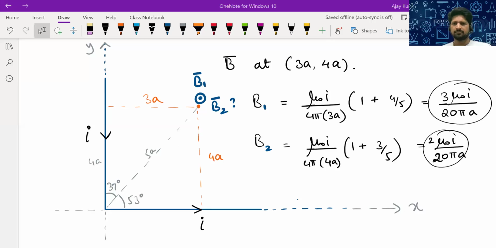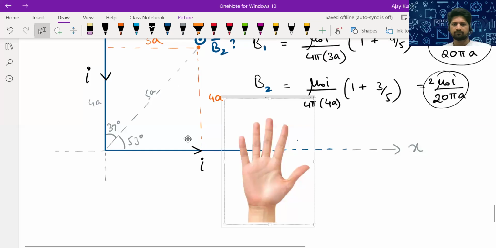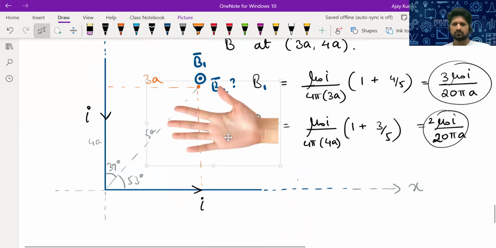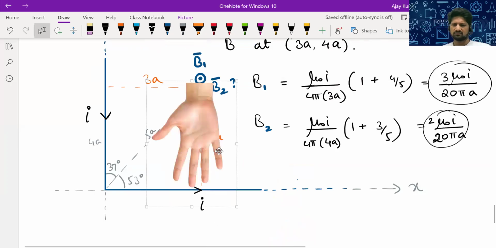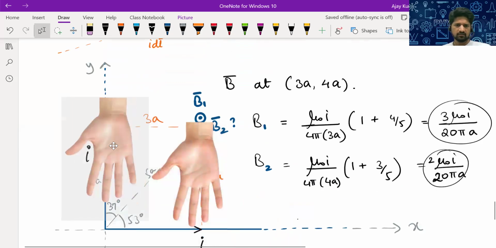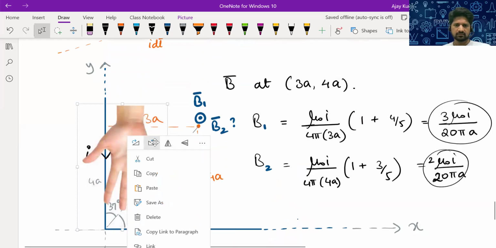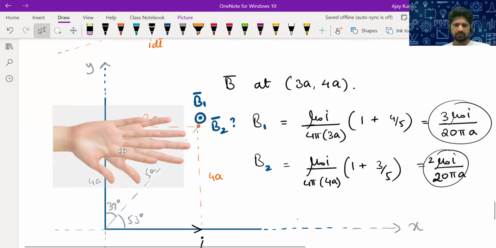Think about it. Okay, let us make use of this. This is someone's right hand. Now, first case, we have to place the thumb in the direction of current.